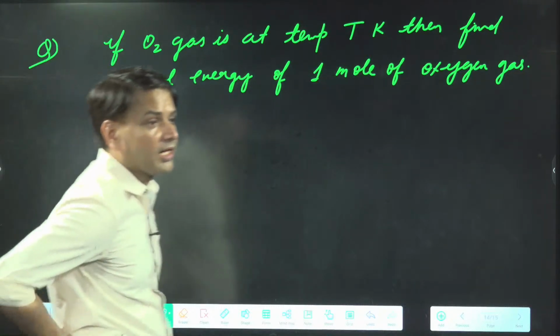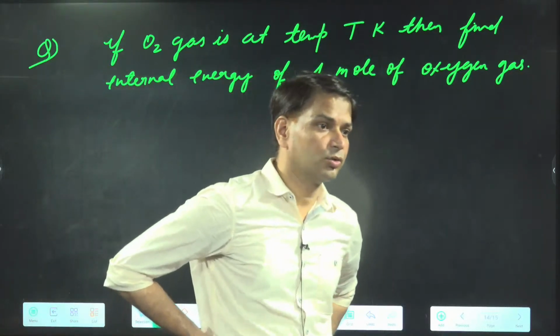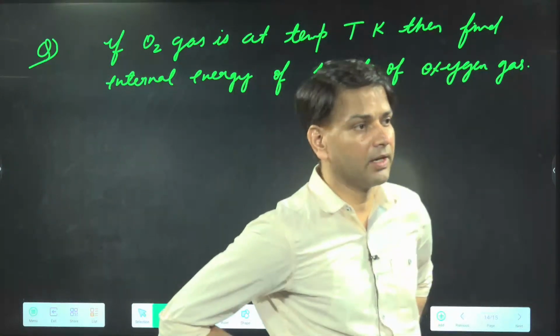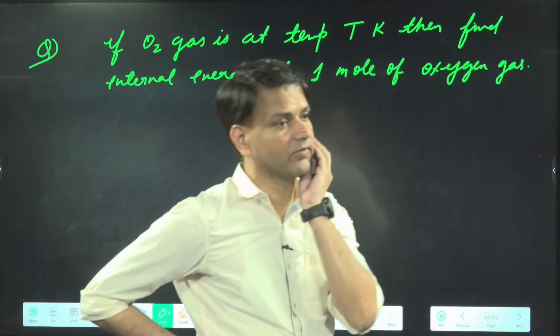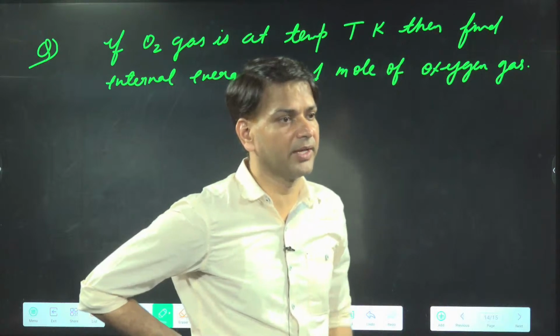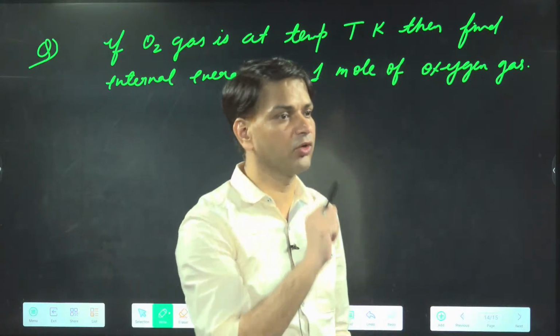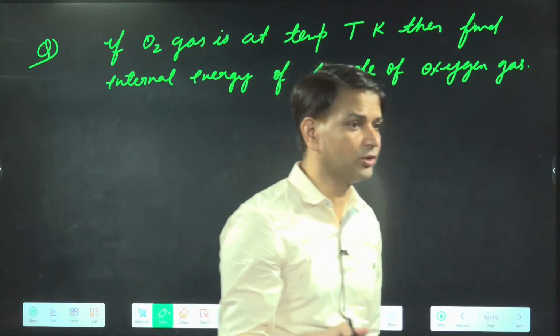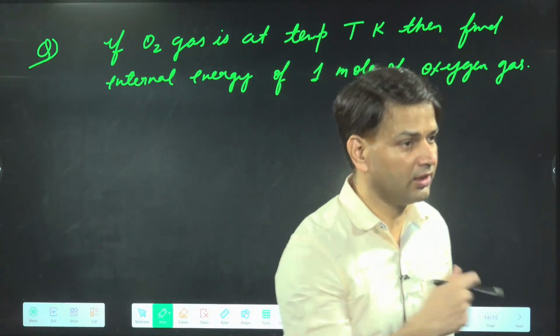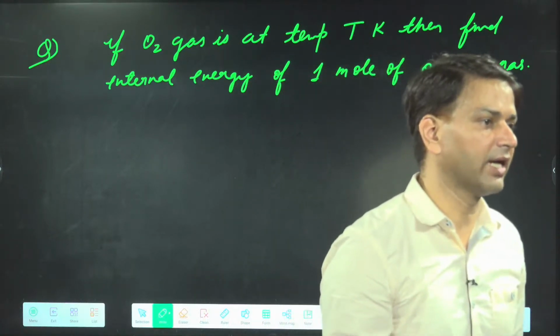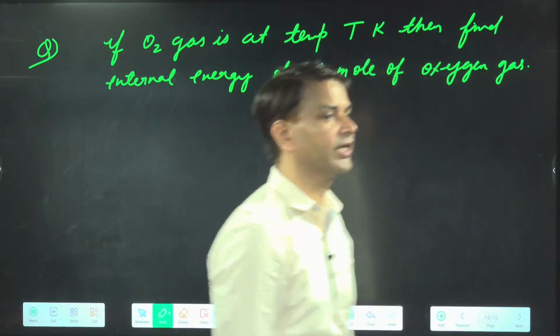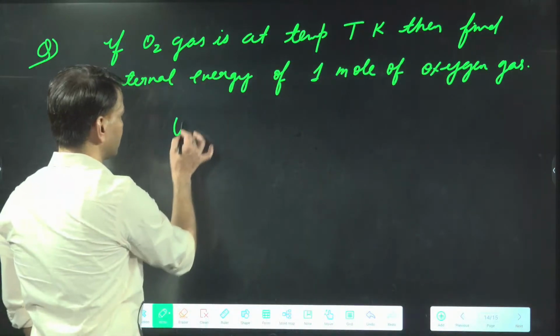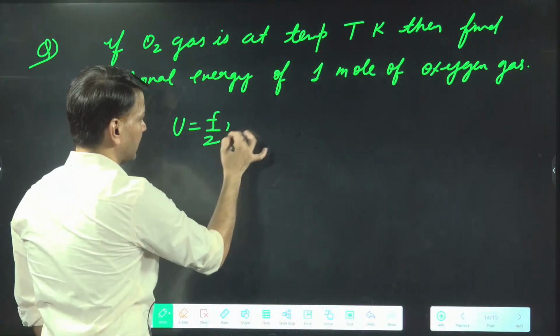Five RT by 2. That was asked in 2021. In a matrix match, 4 questions were there. One was the pressure, P is equal to 1 by 3 Mn into Vrms square. Second was the internal energy, the kinetic energy of the molecule, so that was 3 by 2 Kb into T, and for 1 mole of oxygen gas, directly you can take F by 2, U is equal to F by 2 nRT.